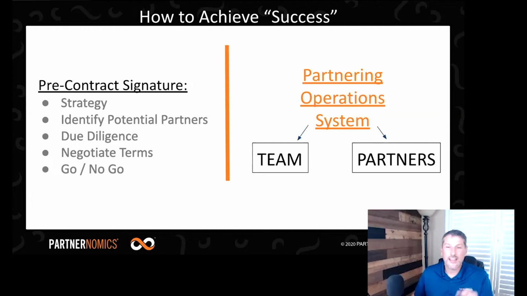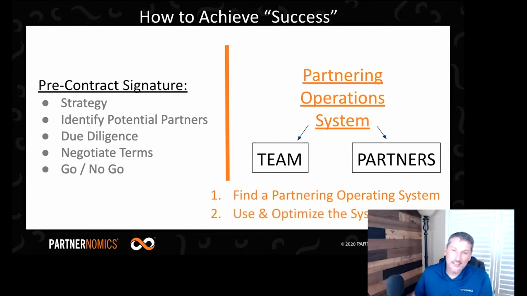And that's where the operating system then hits the partners. So what do we need to do? Number one, whatever the system is, we need to find a partner operating system that we like, that we believe in, and we need to adopt it. We've got to use it, and we've got to optimize it over time.